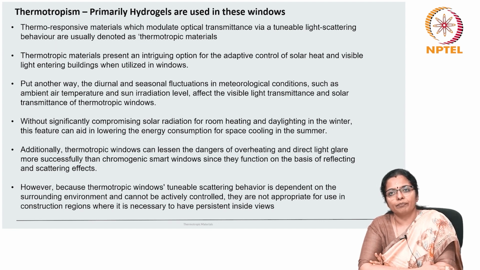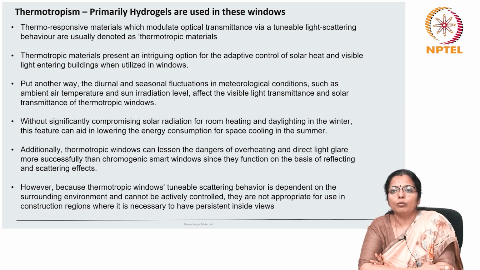Put another way, the diurnal and seasonal fluctuations in meteorological conditions such as ambient air temperature and sun irradiation level, affect the visible light transmittance and solar transmittance of thermotropic windows. Without significantly compromising solar radiation for room heating and day lighting in the winter, this feature can aid in lowering the energy consumption for space cooling in the summer.